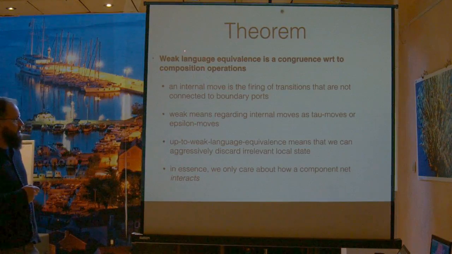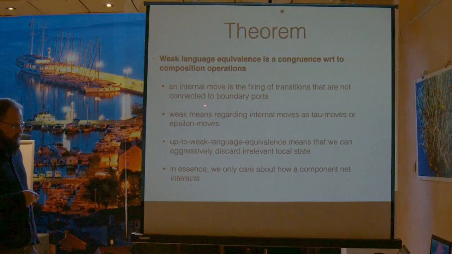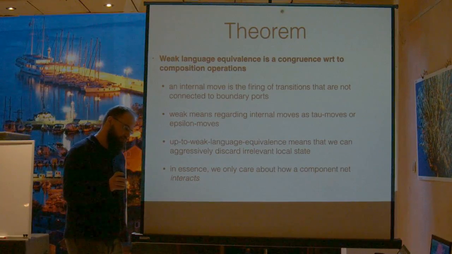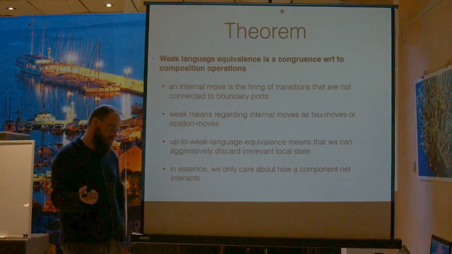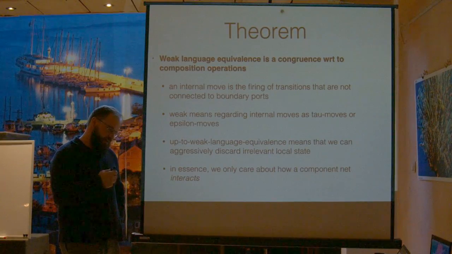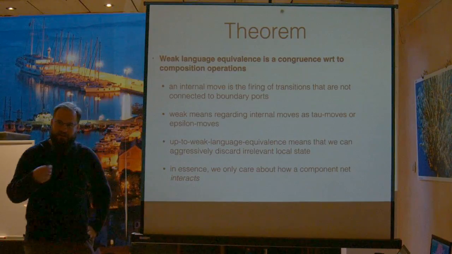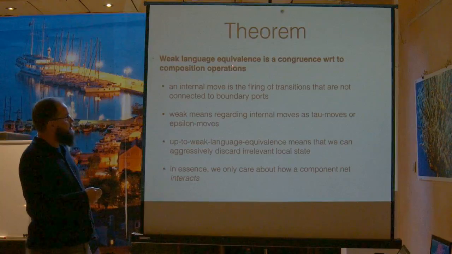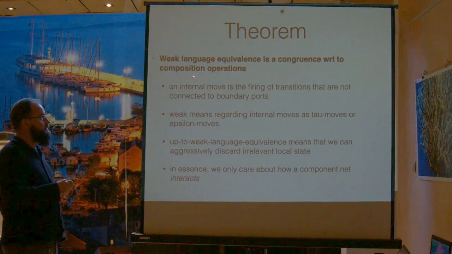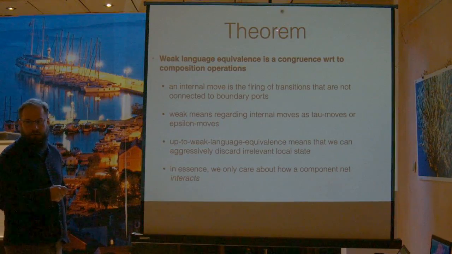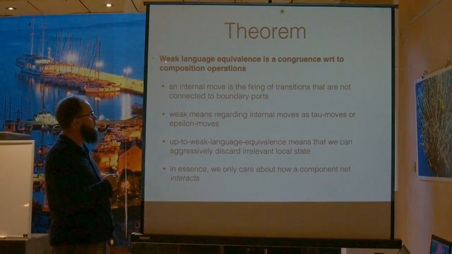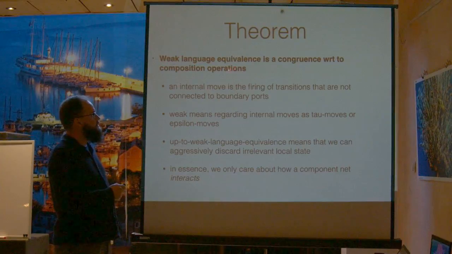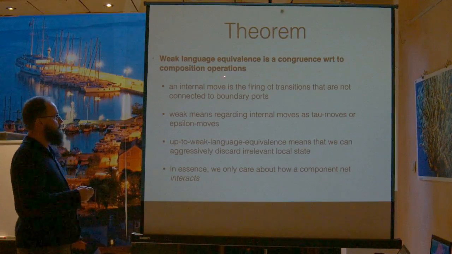So by the way, this algebra is compositional in more ways than one. It's compositional in the sense that, as I said, the assignment of semantics to Petri net structures is functorial, but more than that, various kinds of process equivalences are congruent with respect to the operations. So one thing you can prove, which we proved in one of our papers, is that weak language equivalence is a congruence with respect to composition operations.